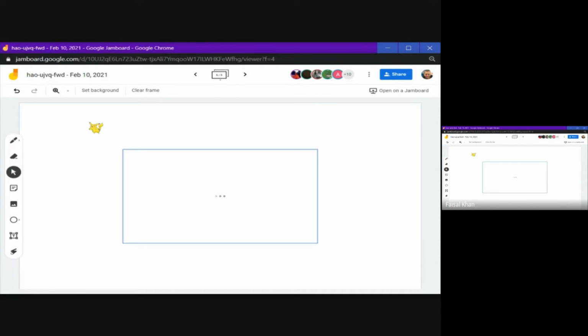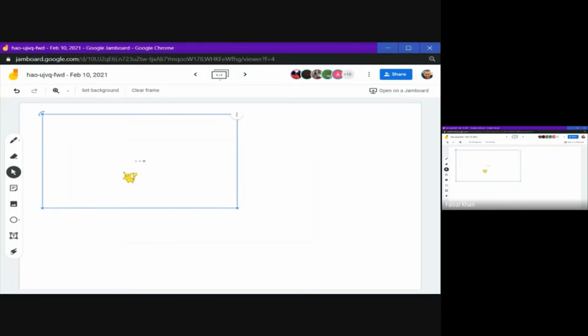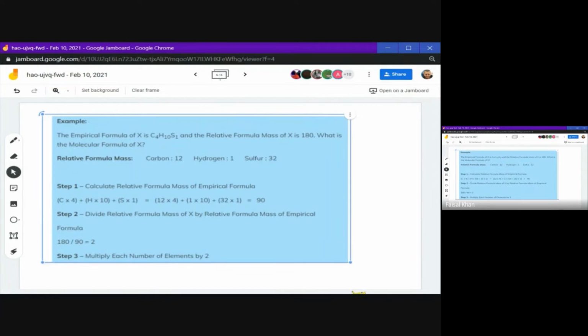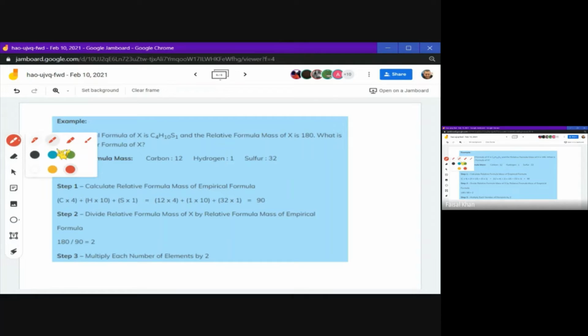All right. So this is part of the working out that you would have to do. We are now on slide 5, and what we're going to do is finish this. Step 1, for each and every question like this, is to calculate the relative formula mass of the empirical formula. So start off with that. That's your step 1.